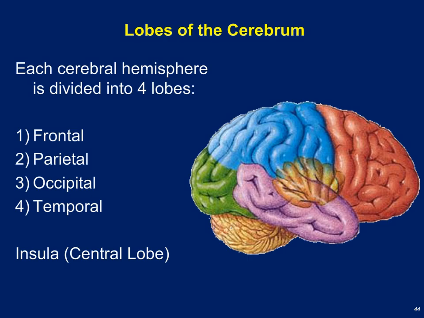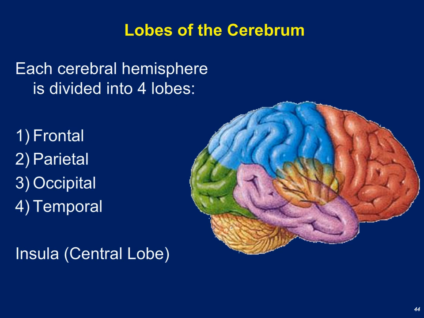So the cerebrum is divided into left and right hemispheres, and each one of these hemispheres is divided into lobes. And the names of the lobes actually come from the names of the bones which overlie them. For example, underneath the frontal bone, we'll find the frontal lobe. And underneath the parietal bone, we find the parietal lobe. And underneath the occipital bone, we find the occipital lobe. And look at the temporal lobe. Which bone do you think overlies that? That's right, the temporal bone.